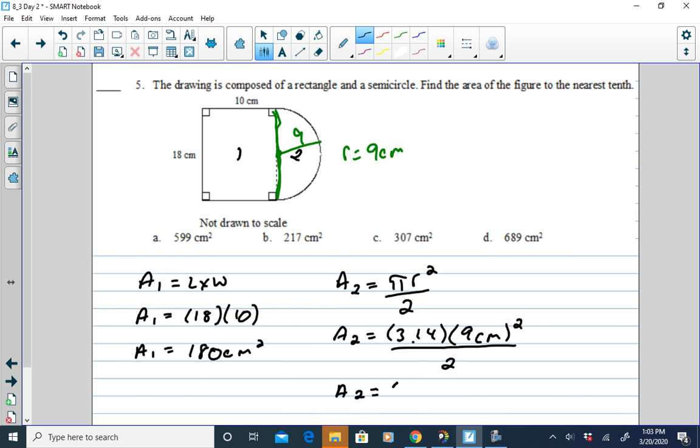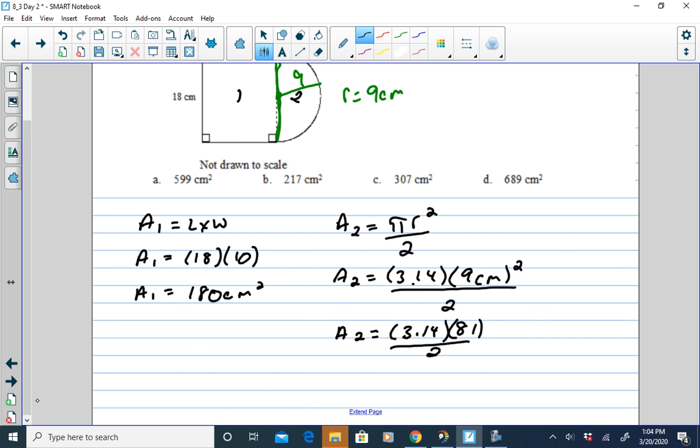So area 2 is going to be equal to 3.14. Now 9 squared is 81, right? Then we have to divide that by 2. So we're going to do 3.14 times 81, and then we have to divide that by 2, and we wind up with 127.17. So area 2 is going to be 127.17. These are square centimeters.